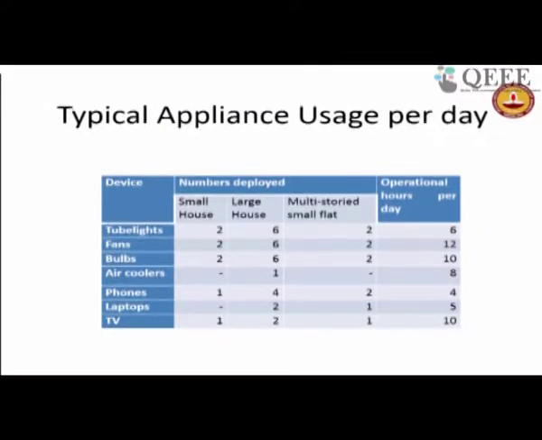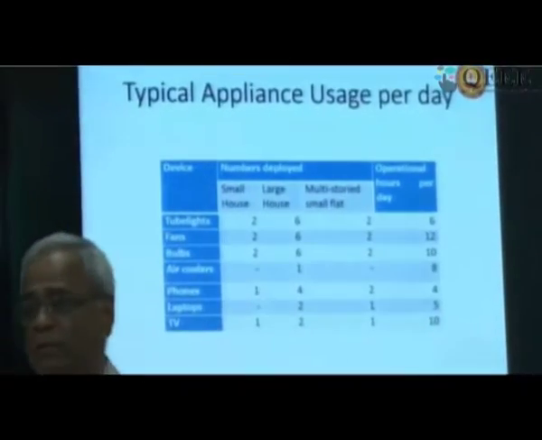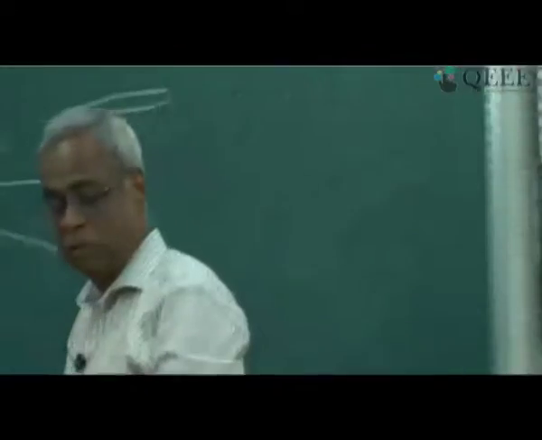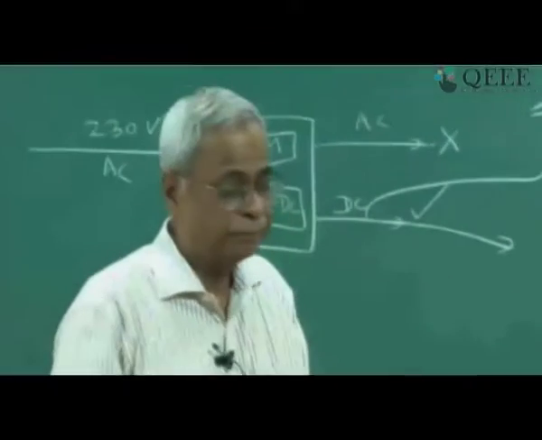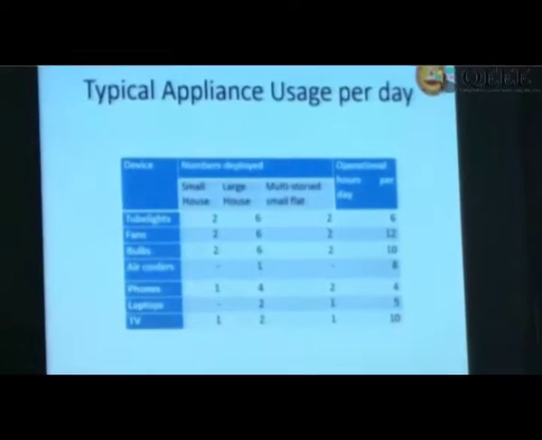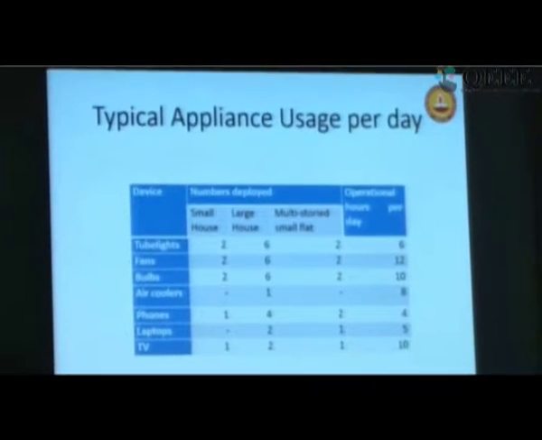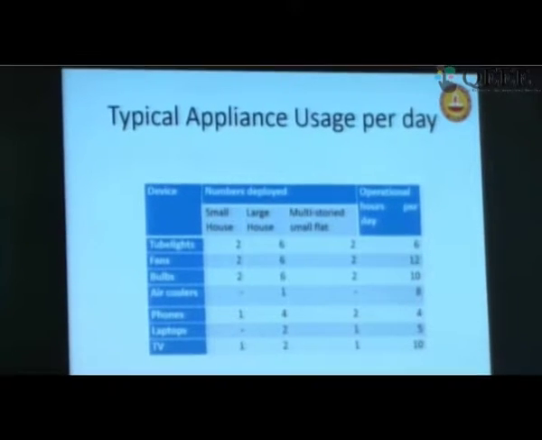And I have taken different kinds of homes. A small house, large house, and multi-storied flat, small flat. I've taken that a small home will have 2 tube lights, 2 fans, 2 bulbs, 1 phone and 1 television. Now one can change those numbers. You should make it in Excel and you can change those numbers.